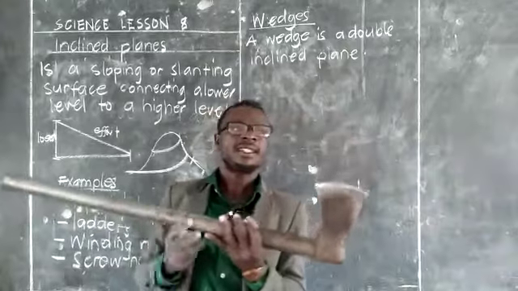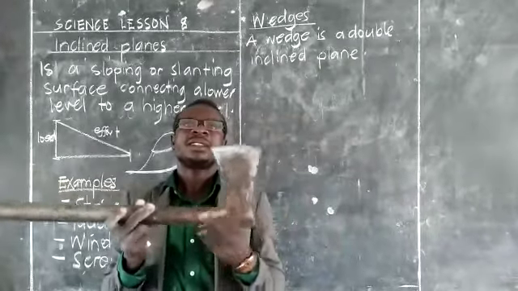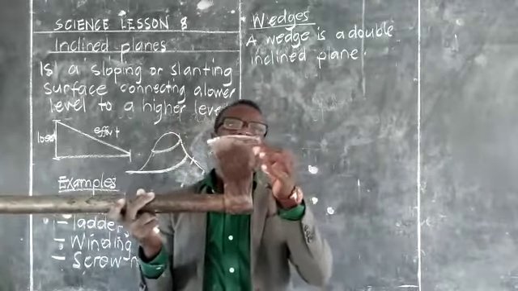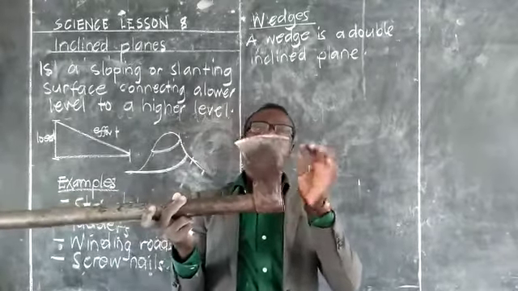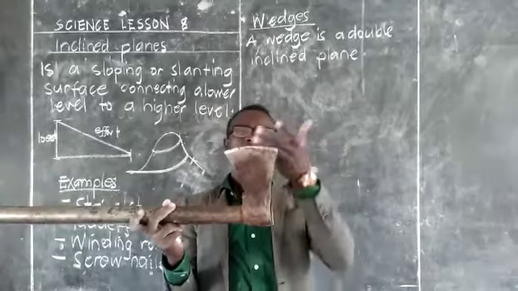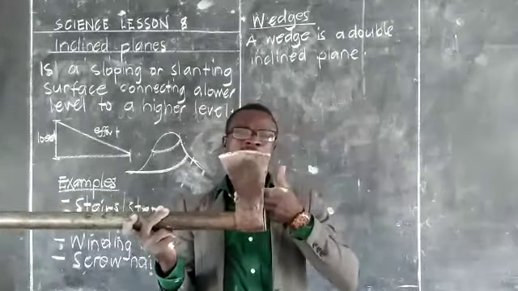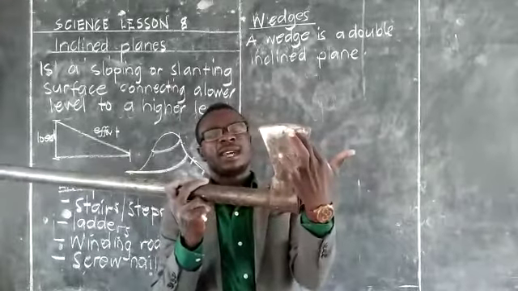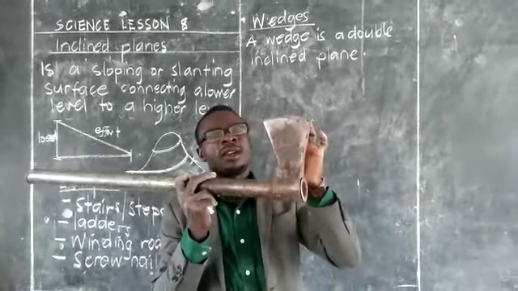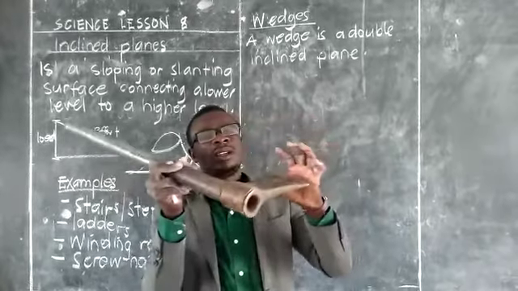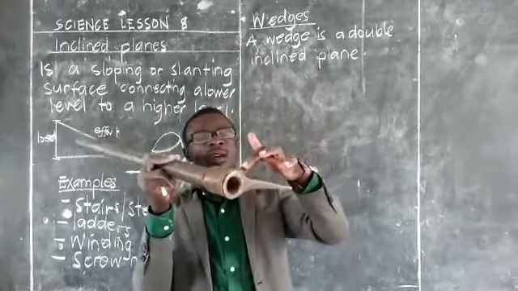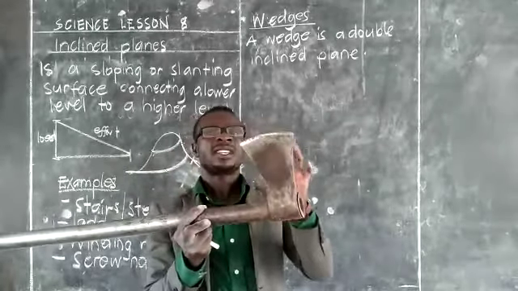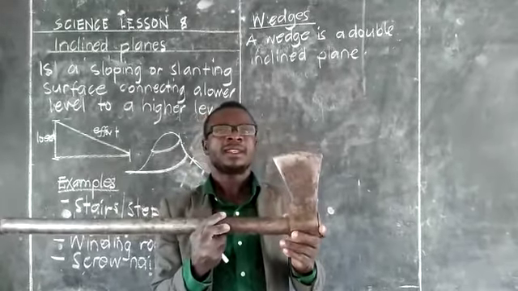Why we say it is referred to as cutting tools, or a double inclined plane, is that it has two sides that are sloping. For example, we have side A, we have side B. When you look at this side here, it is sloping. That's why we refer to them as double inclined planes.